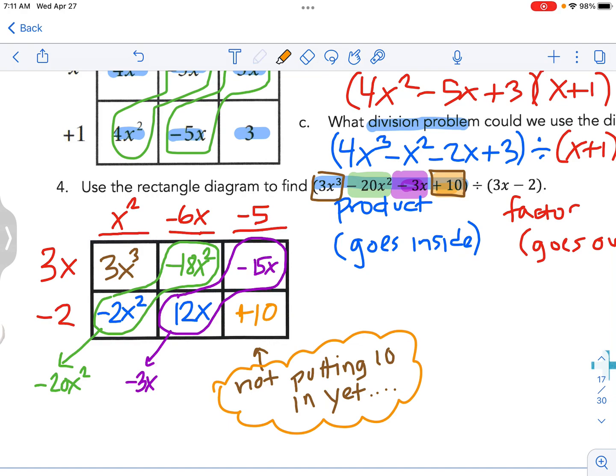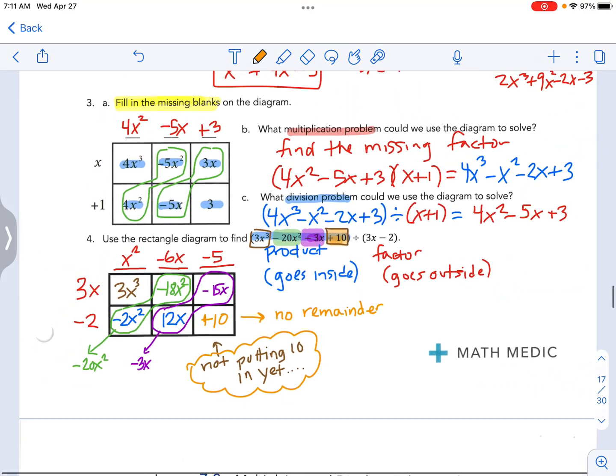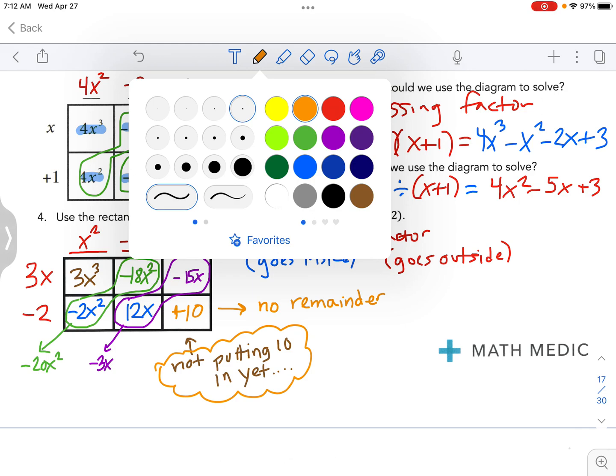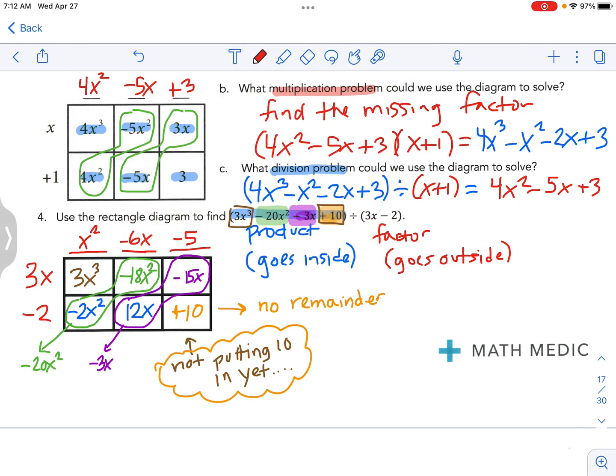When it works out, and we get this same last term as in our product, then we know we have no remainder. Okay? So we have no remainder because we got that value of 10. It divided out nice and neatly, which means that we know that this answer here for the missing product is x squared minus 6x minus 5. So we know that that is the missing product.